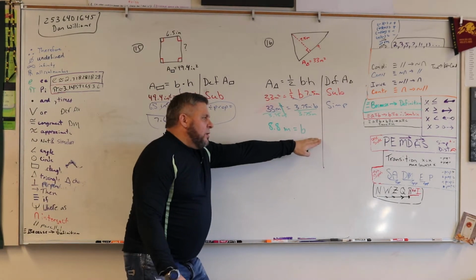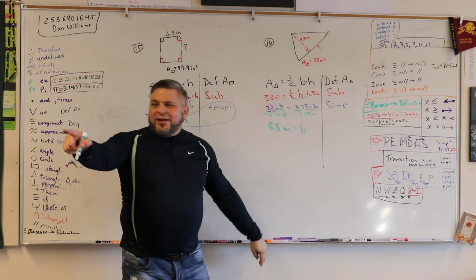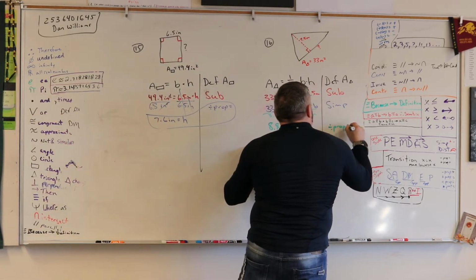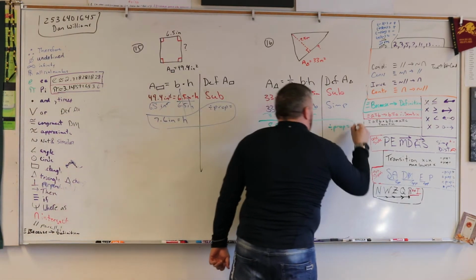Now which one did we do? What's that called? Division property of equality. Woo! Division property of equality. You're my people. I love it.